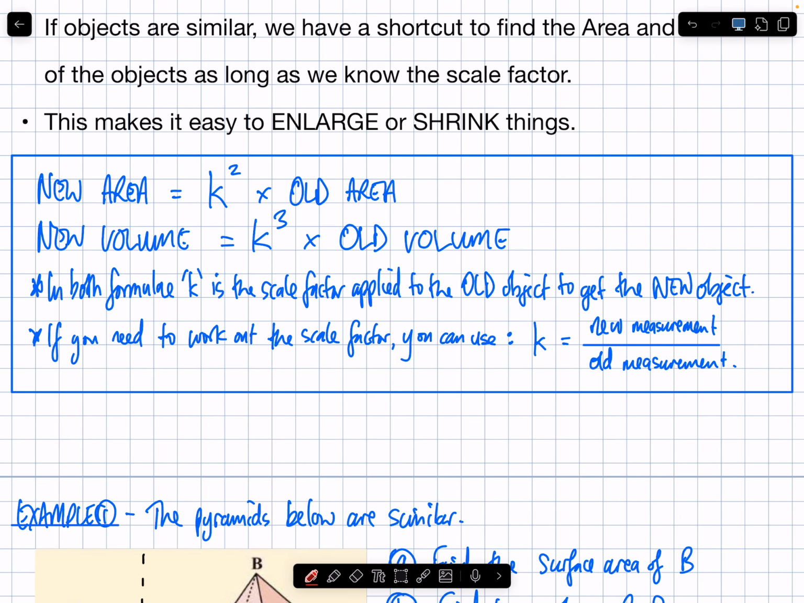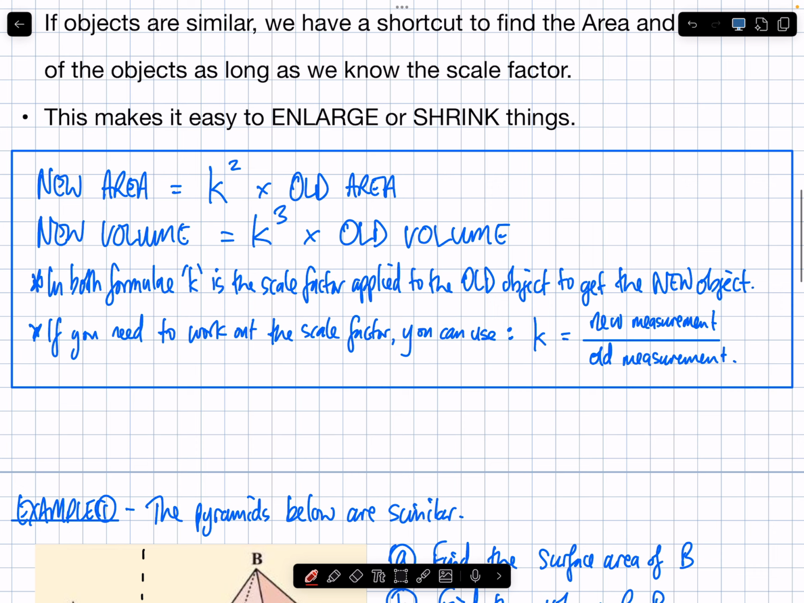So can you get these formulas down, please? The new area is going to be equal to k squared times the old area. The new volume is equal to k cubed times the old volume. In both formulas, you're using and finding k, which is the scale factor. If you ever need to work out the scale factor, k is equal to the new measurement over the old measurement. Get that down, please. We're going to use it today.